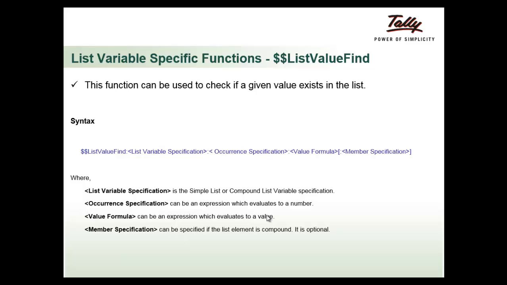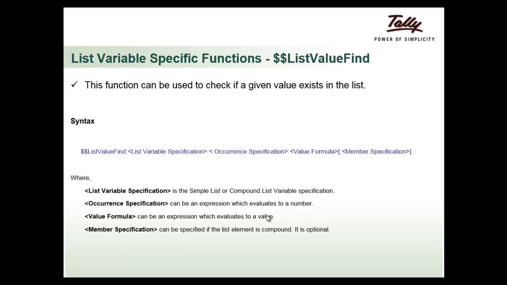And then the last list variable specific function is the list value find. With the help of this function, you can check whether a given value already exists in the list or not. So the syntax is list value find. Then you give the name of the list variable and then you give the occurrence. That is, if you want to find out if a specific value is occurring the first time or second time or third time, then you can give that in the occurrence specification. Then you give the value which you want to find in the list variable, and then you can give the member specification. So the value of which member you want to find can be given in the member specification.